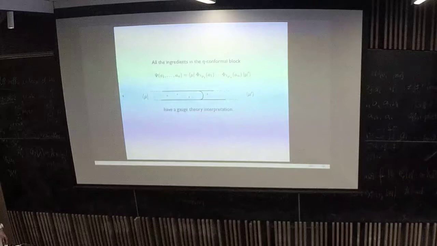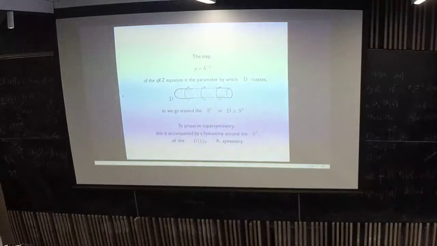Anyway, it turns out that all the ingredients of the q-KZ equation have a gauge theory interpretation. The connection goes through the partition function of the gauge theory, the supersymmetric partition function of the gauge theory. Here we are using a full gauge theory. Gauge theories are simple, right? Because in some sense they're linear theories.